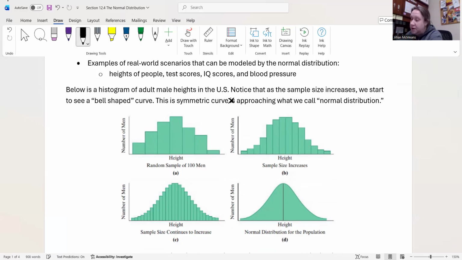I have a little typo right here. So this, whoops, not there. This is a little typo. That should not be there.